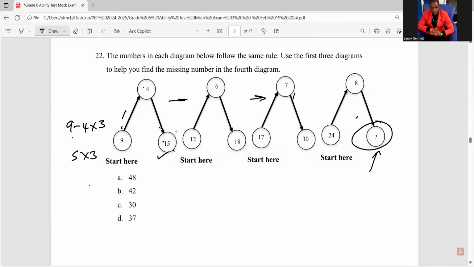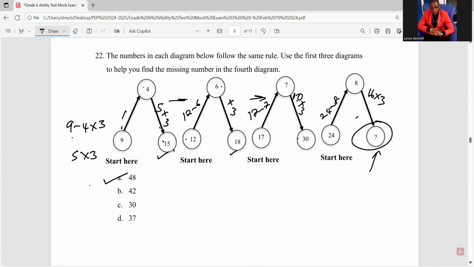But I have to try it for this one too, to see if it works. So I said 12 minus 6 is equal to 6. And then 6 times 3 is 18. And I said, whoa, I'm on to something. But it must work for this one here too. So I said 17 minus 7 gave me 10, and then I multiplied the 10 by 3. And I said, oh, I got it now, because it worked for all 3 of them. So now, 24 take away 8 gives me 16, times 3. So those who said A, you are correct.